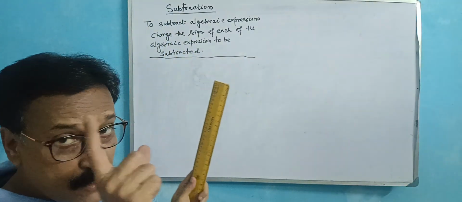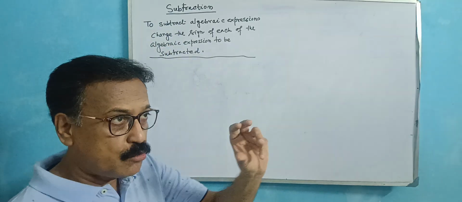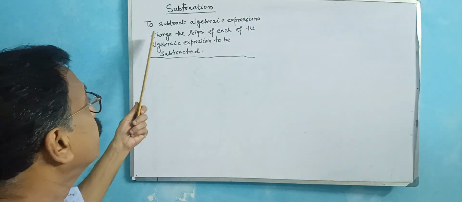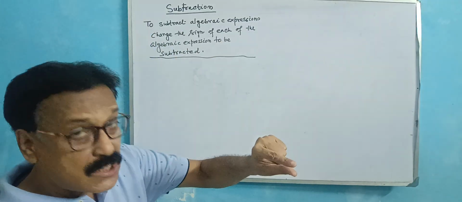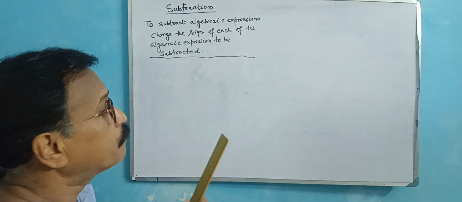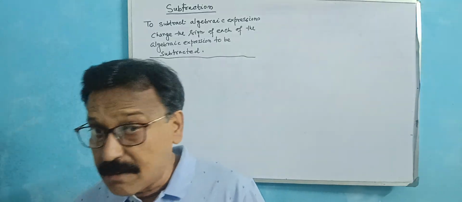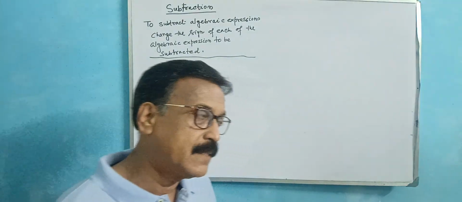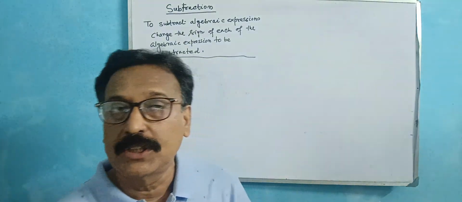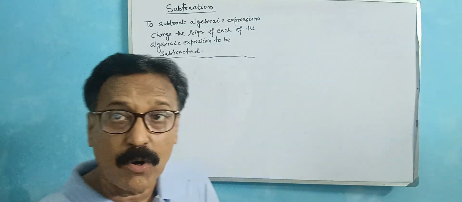The first thing to remember is to subtract the algebraic expression. Whichever expression you want to subtract, change the sign. Change the sign of each of the algebraic expressions to be subtracted. What is the meaning of the line? That is a very important thing in case of subtraction. You must change the sign of the one you want to subtract. First thing is this. Very important thing is this.